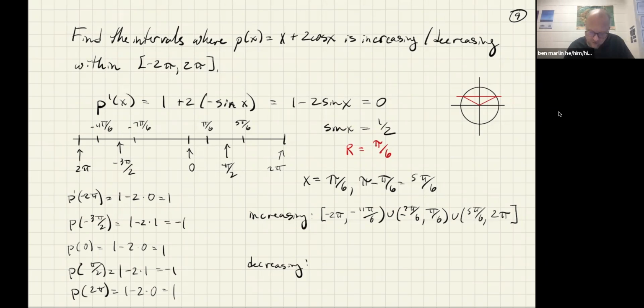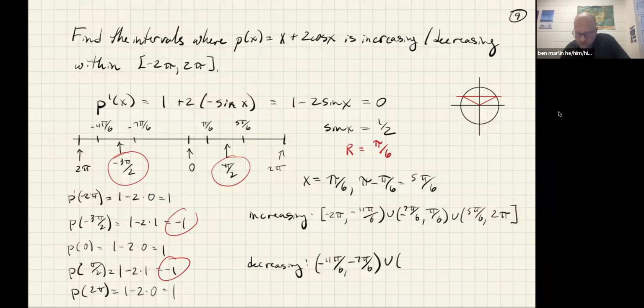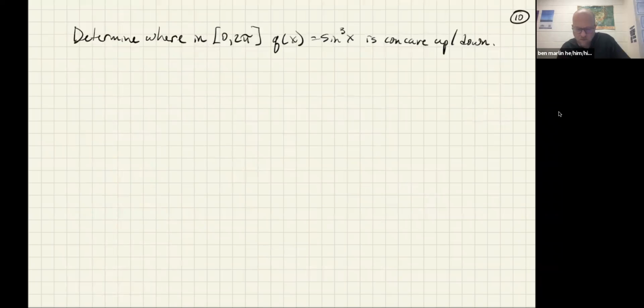Okay. Then for the decreasing, that's going to be the ones that were negative. And so those are these test points. They happened here and here. And so we can say that we wanted to go from minus 11 pi over 6 to minus 7 pi over 6. And then again from pi over 6 to 5 pi over 6. Okay. And that gets us our intervals there. So, all right, I think I've got one more here.